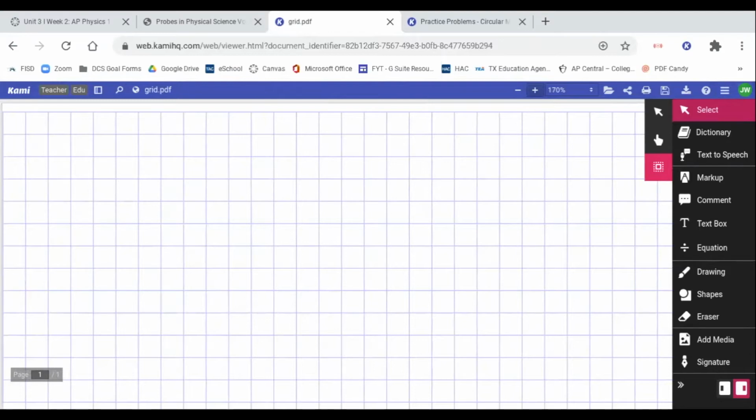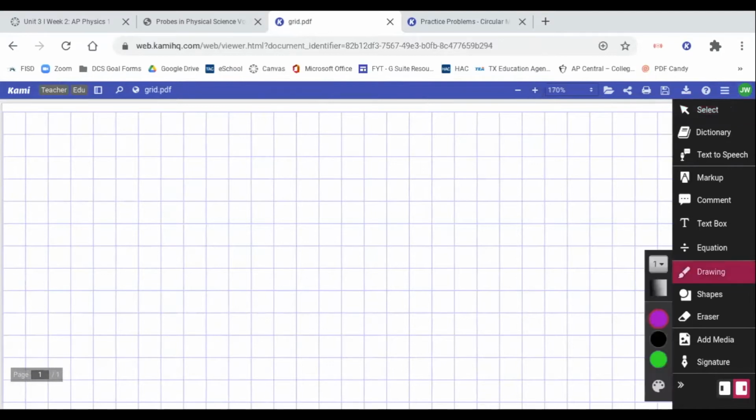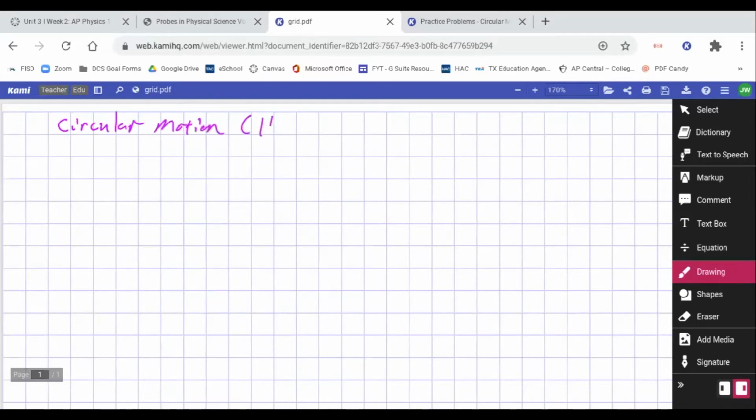So all is well. All right, so we've got circular motion. In particular, this is going to be horizontal circular motion. So I'm going to title this circular motion, and I'm going to put horizontal. Next class, we'll do vertical.